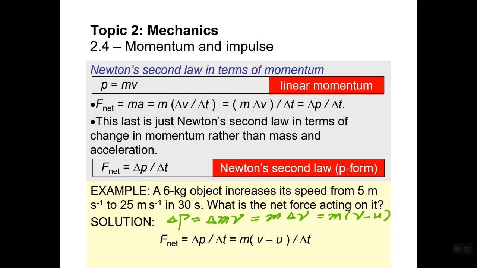The mass is 6 kilogram and the final velocity is 25. Initial velocity is 5, so 25 minus 5 divided by the time taken, which is 30 seconds. That gives us 4 Newton. So the net force acting on it is 4 Newton.